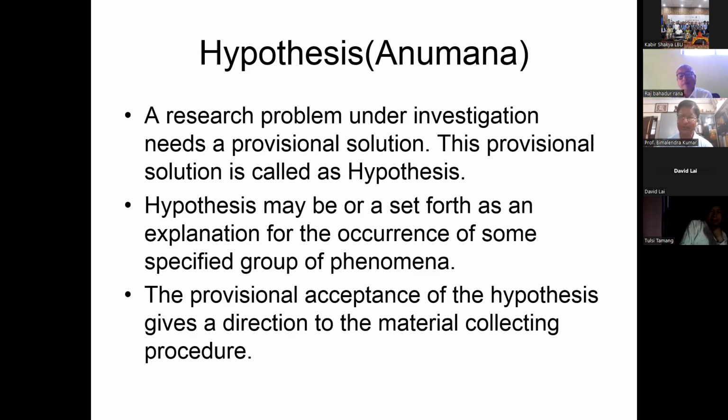There are some methods of collecting the research materials. This hypothesis gives you the present solution of your investigations, whatever you are doing.